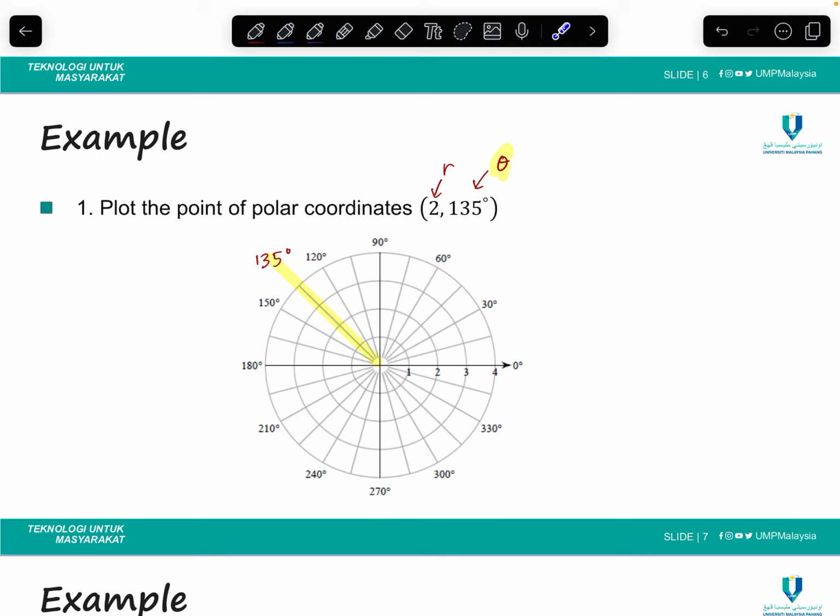Each ring represents a unit. The first ring is 1 unit, the second ring 2 units, 3 units, and so on. We want r equal to 2, so the distance in this direction is 1, 2. So this is the point. That is the point (2, 135°).